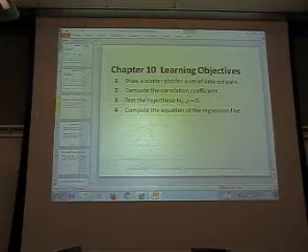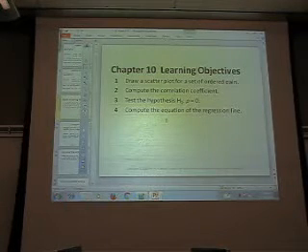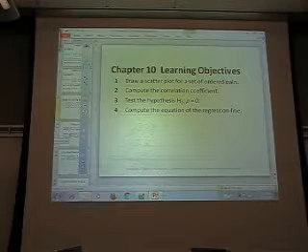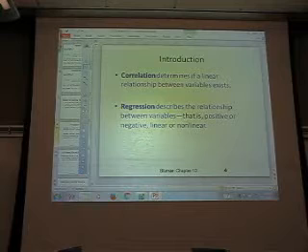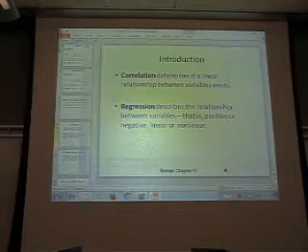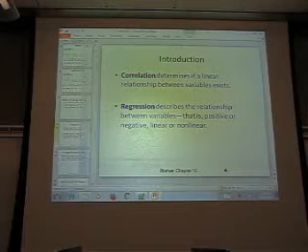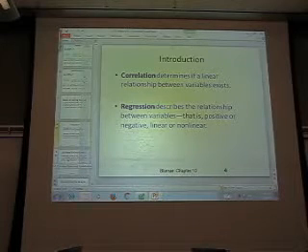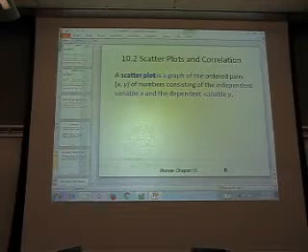Chapter 10, our learning objectives. This is rho equals 0, your H naught. Correlation, regression, I'm not going to make people read that again. If you're at home, just pause and read it to yourself, and then pause and read this to yourself as well. Okay.